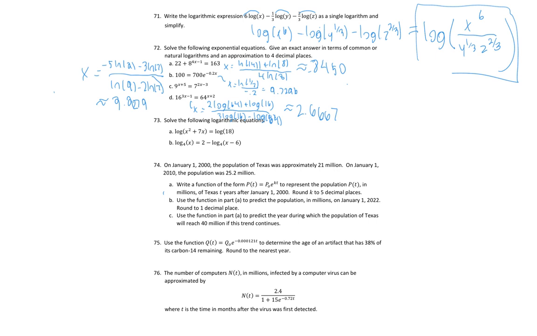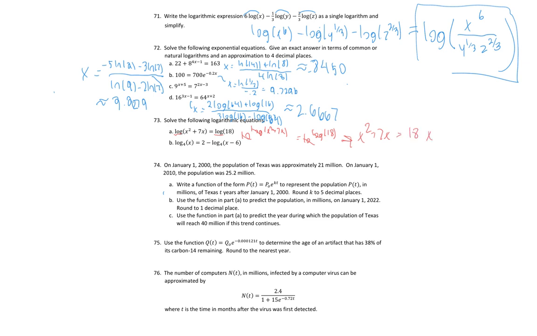Okay, going on to this next one, it gives us these equations. We need to solve logarithm equations. Well, on this first one, this is actually pretty nice, because if you have a log with the same base on each side, well, I can do 10 to the log of x squared plus 7x equals 10 to the log of 18. And the 10 and the log cancel, and we get x squared plus 7x equals 18.